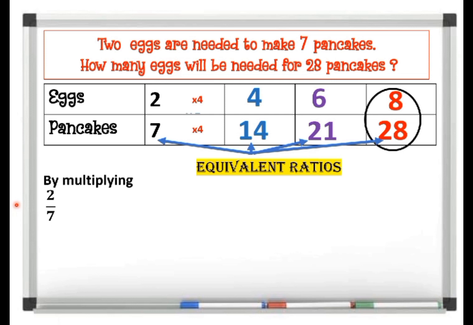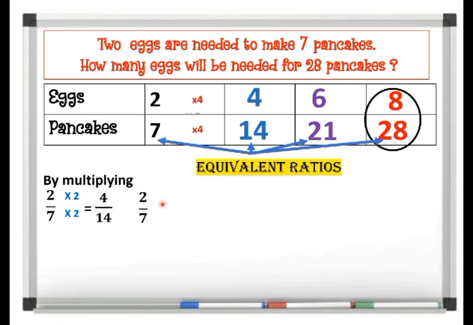2/7, multiply natin siya sa 2. Okay? And the answer is 4/14. 2 times 2, the answer is 4. 7 times 2, the answer is 14. Kaya tayo merong 4/14 or 4:14. Okay, 2/7 and 4/14 are equivalent ratios.